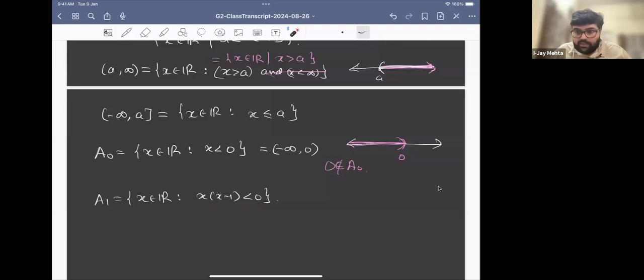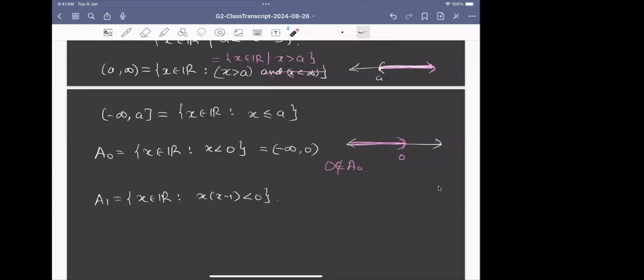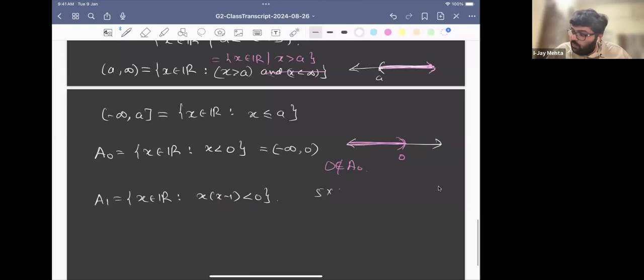Bhakti, does 5 satisfy this property? No, sir. Why? Because 5 into 4, this is 20, which is not less than 0. So 5 does not belong to A1. So I know that A1 is a subset of R, but A1 is not equal to R, because I found one element which is not in the set. So I have some information.